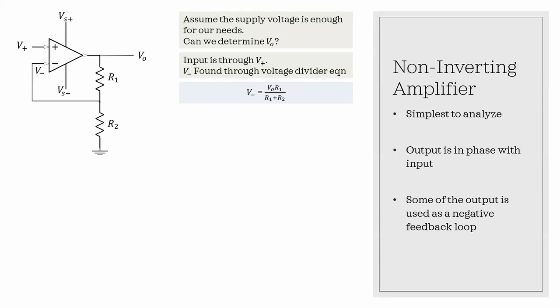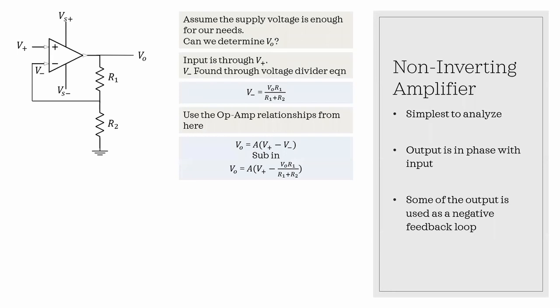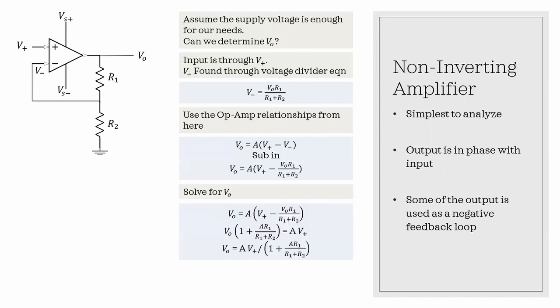So first thing, V minus equals the voltage divider equation utilizing VO. And then we're going to use the op-amp gain relationship between the inputs to construct a relationship between all three. VO equals A times (V plus minus V minus). And we're going to sub in our equation for V minus that we got. Then we're going to solve for V out. It's going to get a little messy, but we can get there. And then we're going to need to simplify this as much as possible.